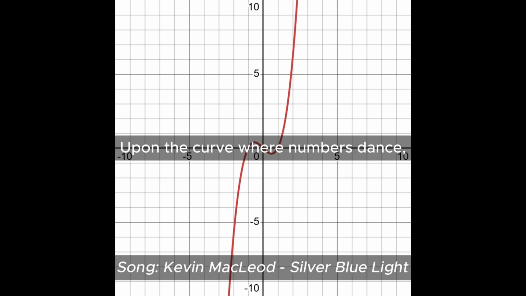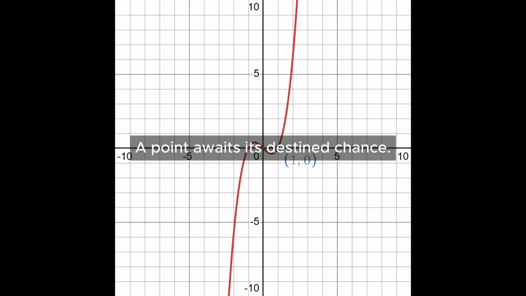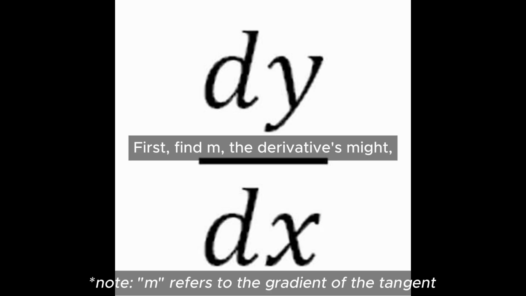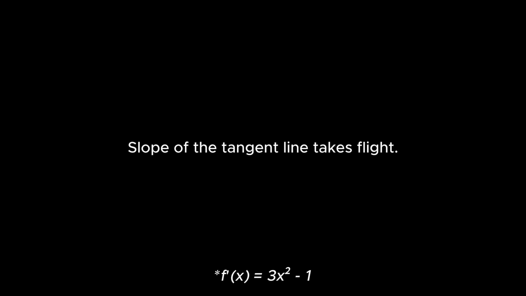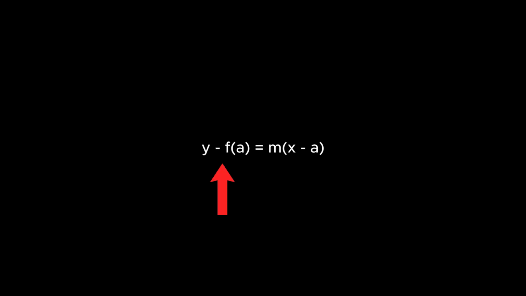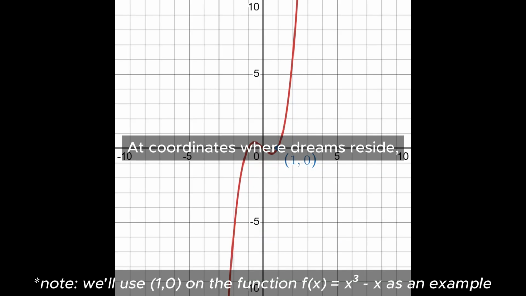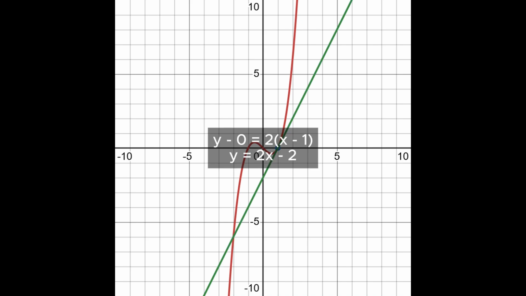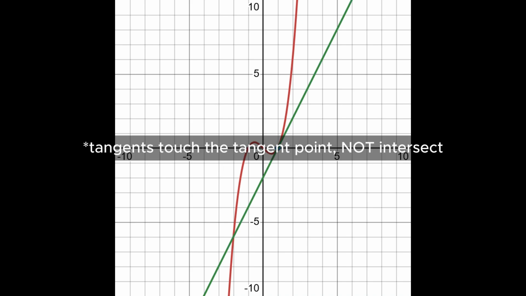Upon the curve where numbers stand, a point awaits its destined chance. To trace the tangent's fleeting grace, we delve into calculus's embrace. Given y equals f of x, at point a its value checks. First find m, the derivative's might, slope of the tangent line takes flight. With slope in hand, the path is clear, the tangent equation now appears. y minus f of a, left of the sign, equals m times x minus a behind. At coordinates where dreams reside, plug in the values side by side. The line emerges straight and true, a fleeting touch where curves renew.